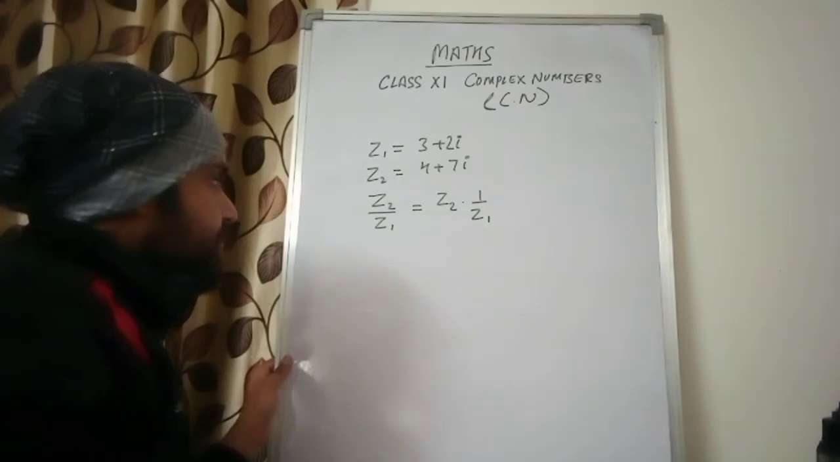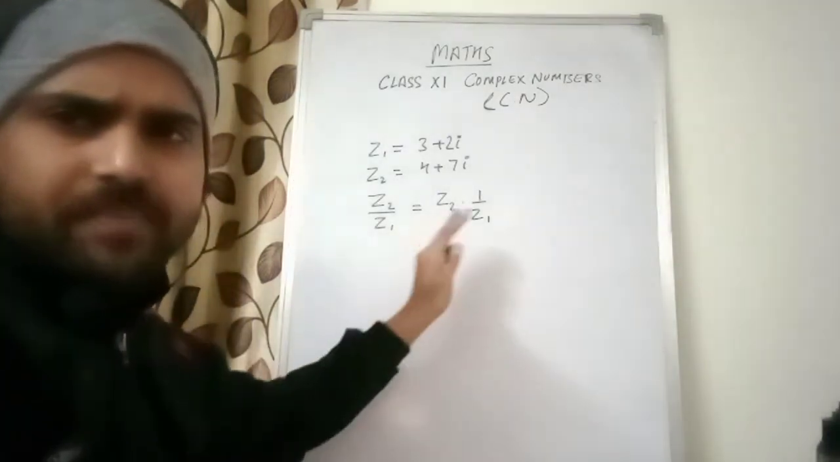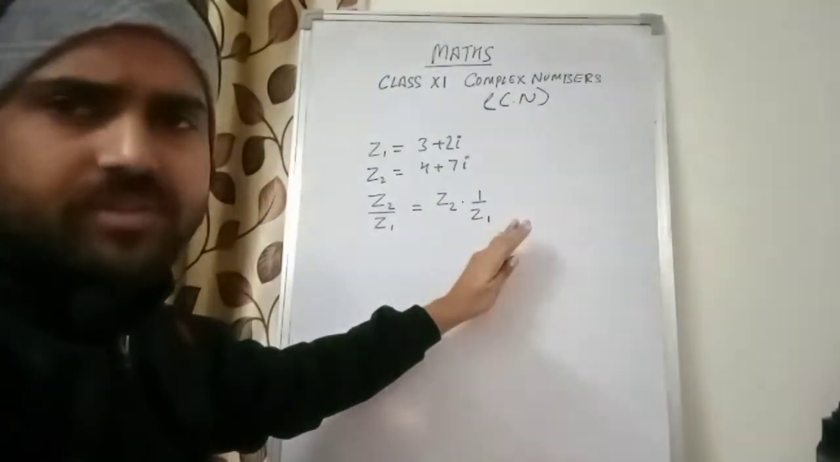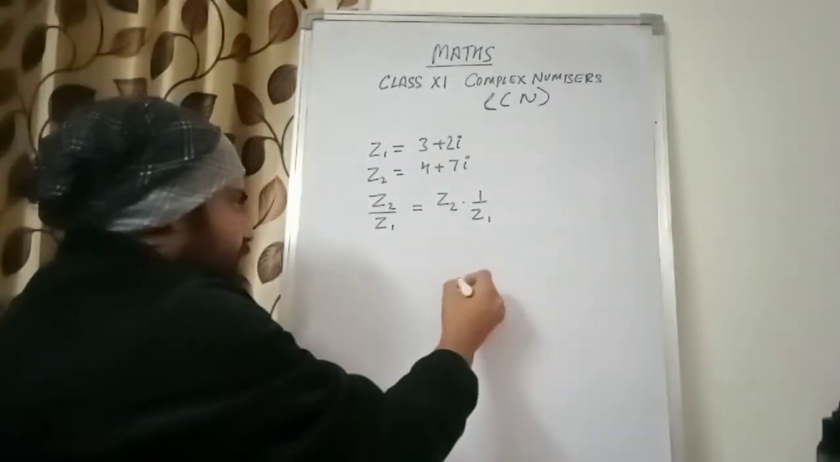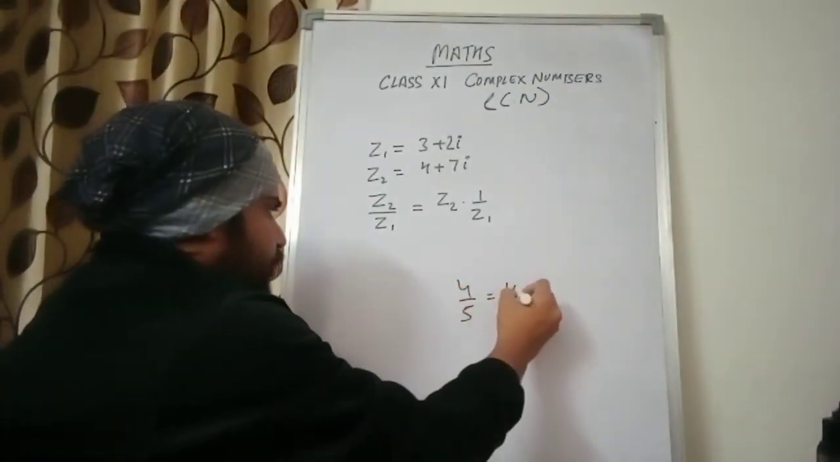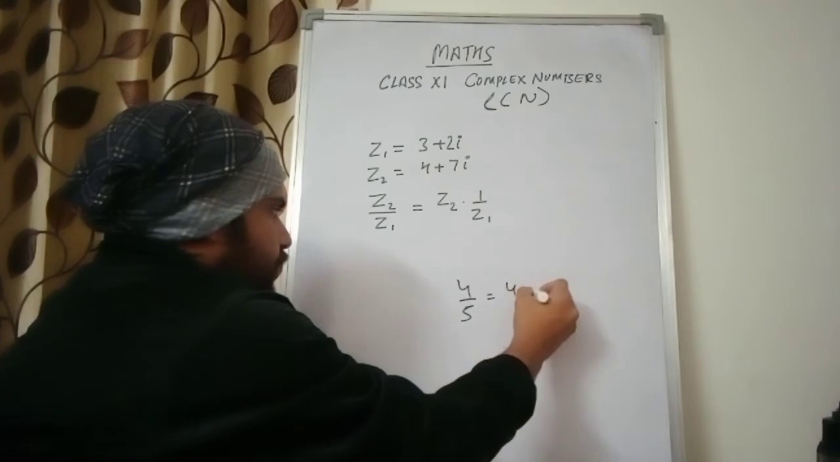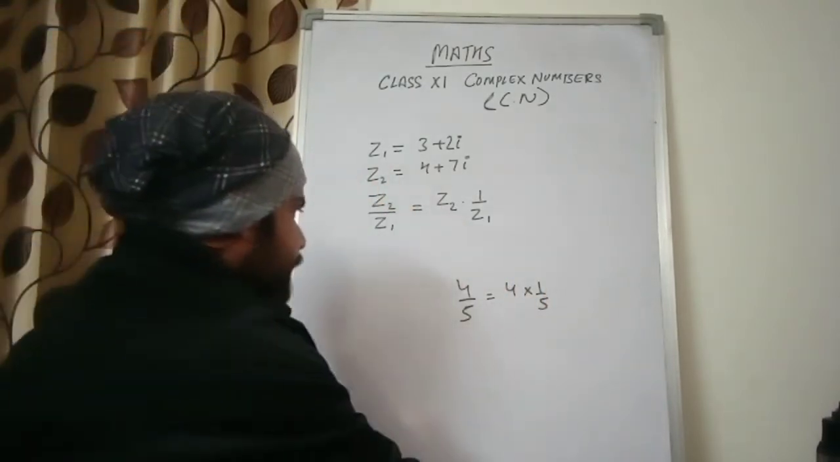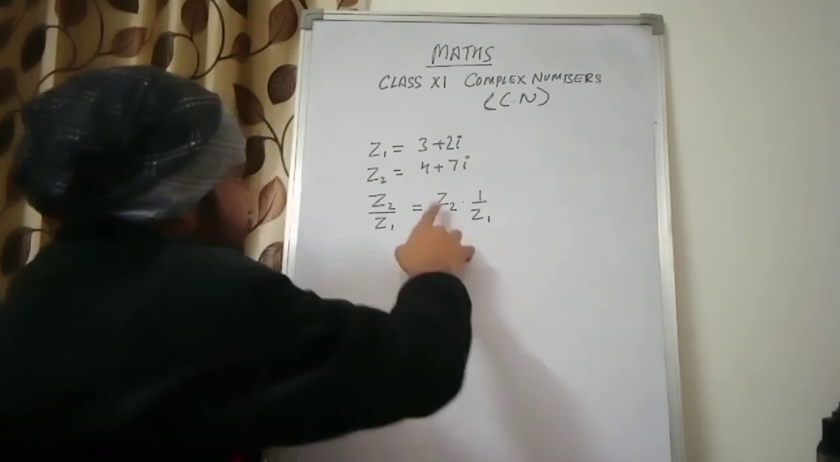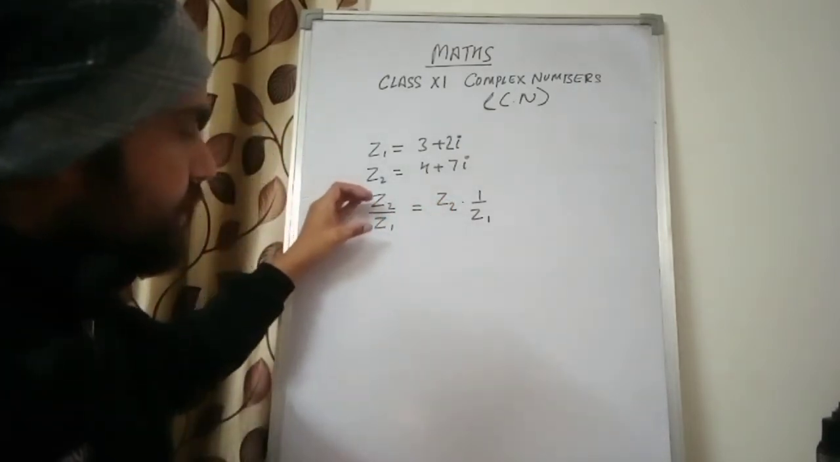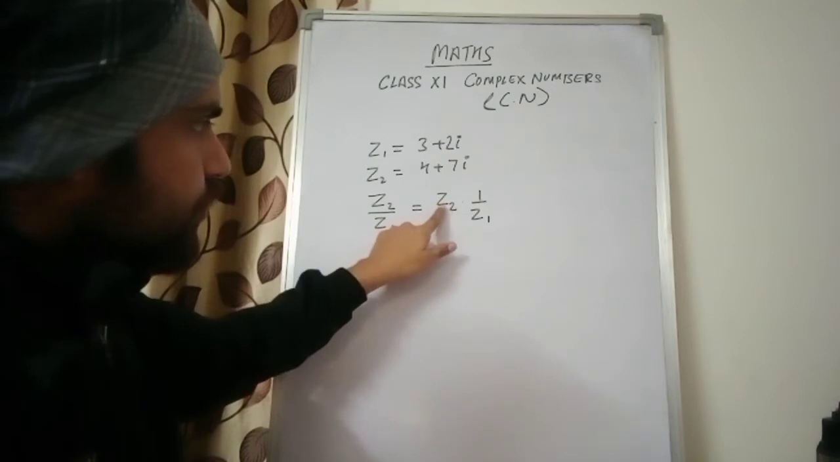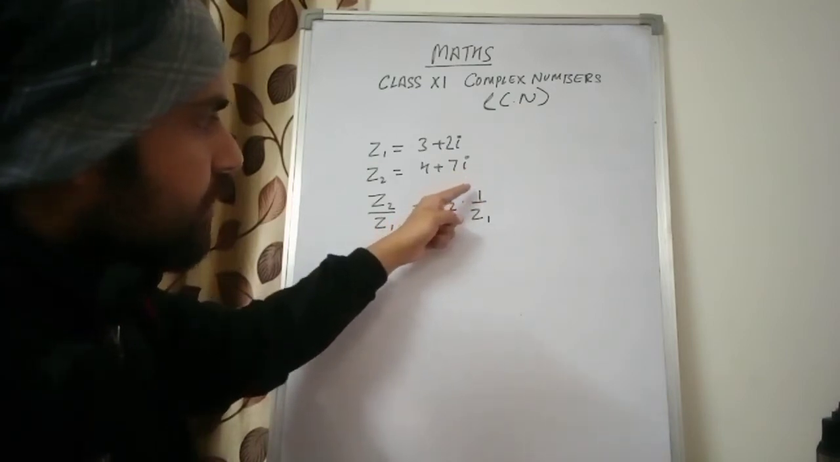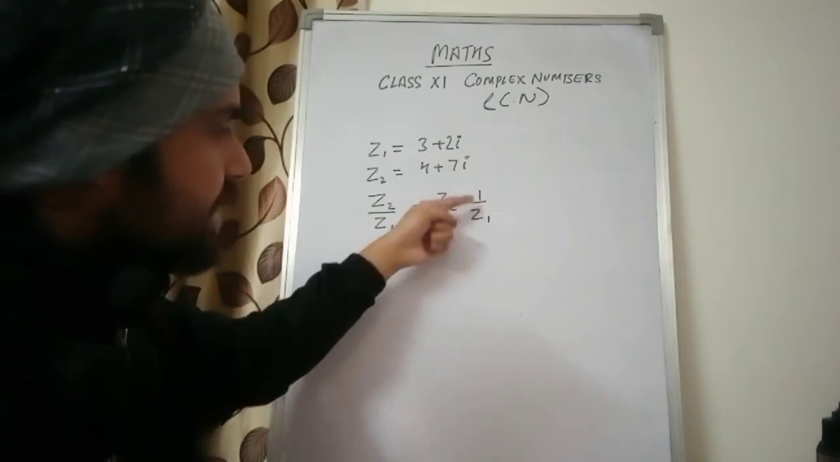Yeah, so this is the thing we can do. Just the simple arithmetic concepts that we used here. Let's say 4 by 5, we can write 4 by 5 as 4 into 1 by 5. The same thing we are doing here also. Okay, now it means the division means I have to multiply this z2 with the multiplicative inverse of z1. Can we say like this?